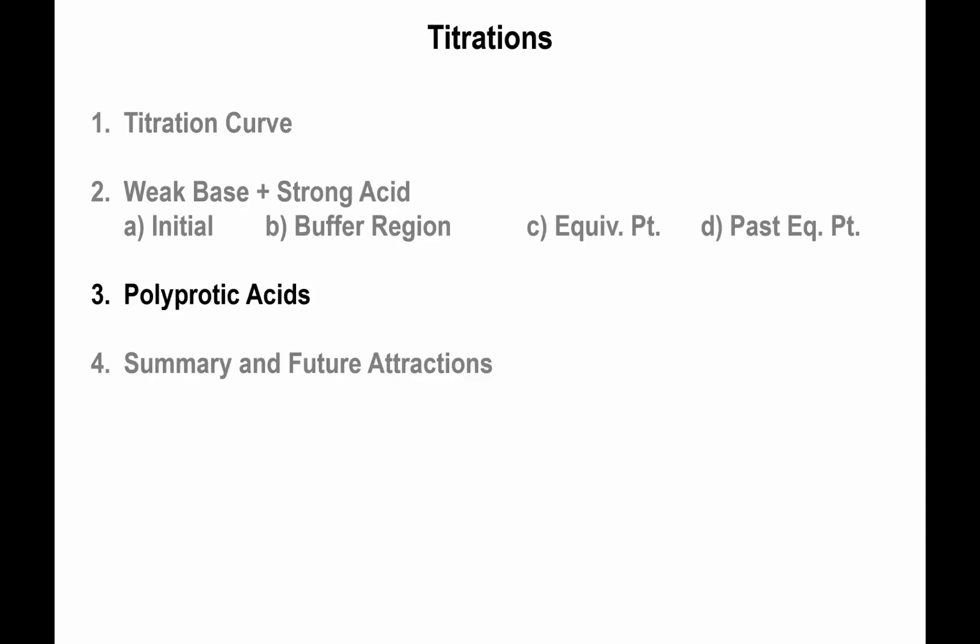Okay, that does it in terms of the equivalence point and the past equivalence point regions of the titration curve. In the next video, I'm going to show you what happens with acids that have more than one acidic H, the polyprotic acids.